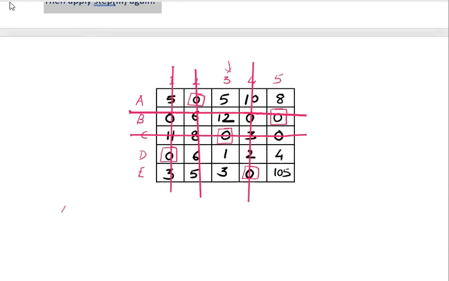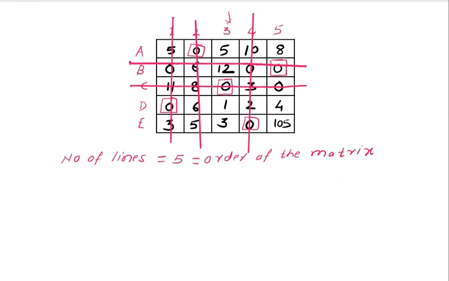Now the number of horizontal lines and vertical lines: 3 are vertical lines and 2 are horizontal lines. So total lines are 5. It is equal to the order of the matrix. So this is the condition for optimum solution. Here we have obtained the optimum solution for the assignment problem.